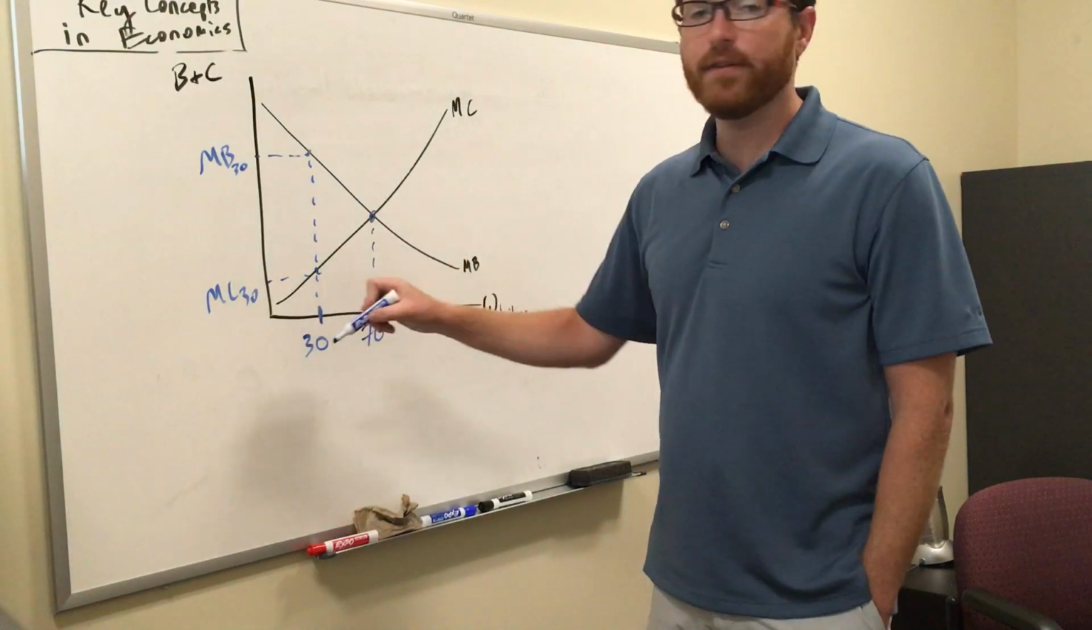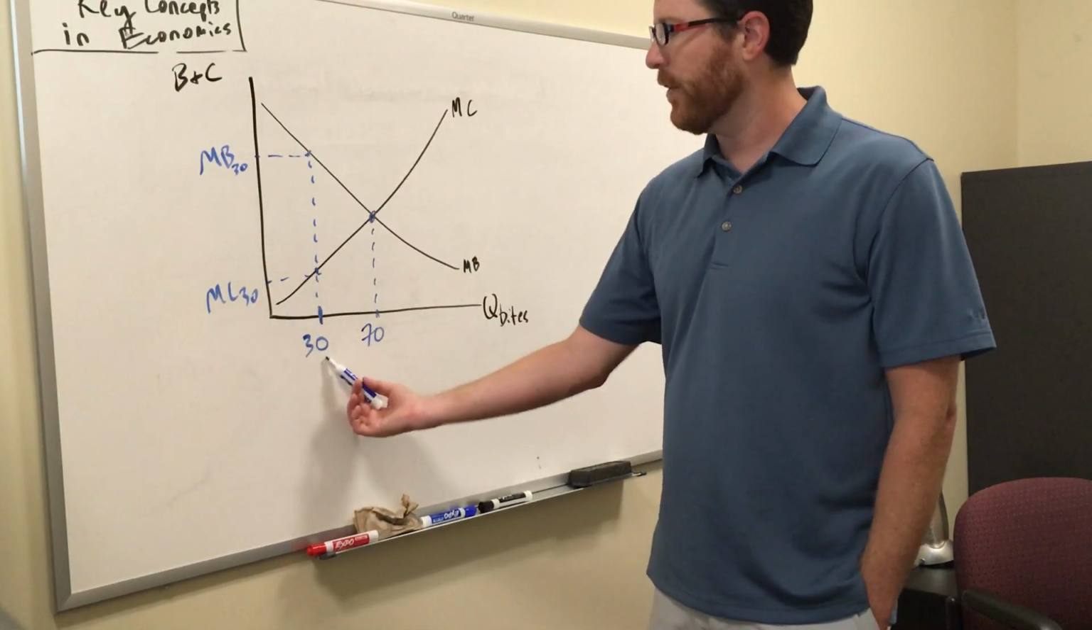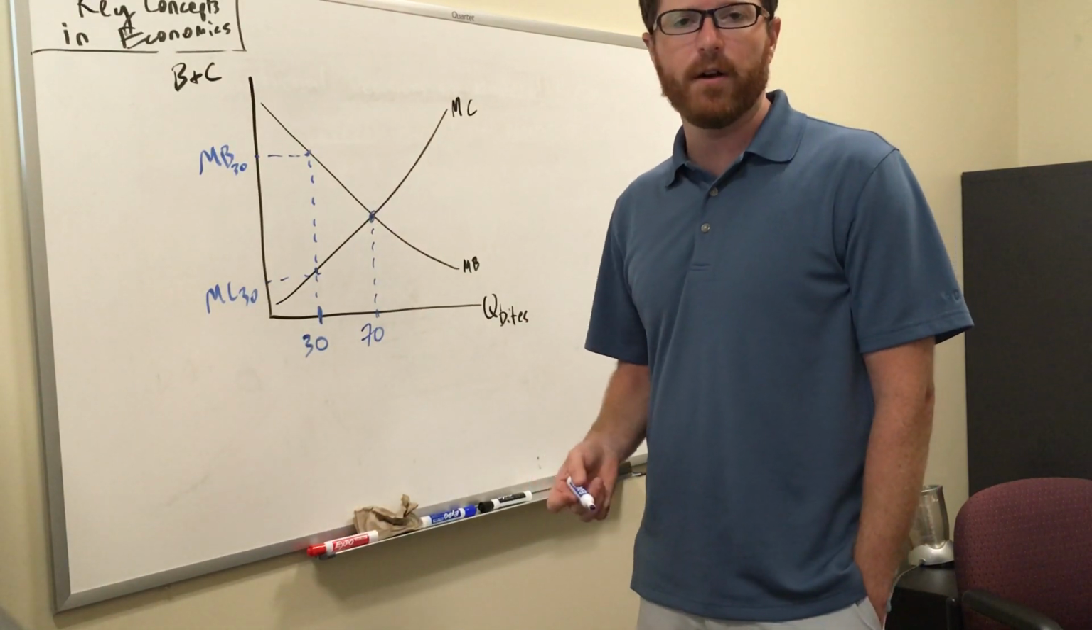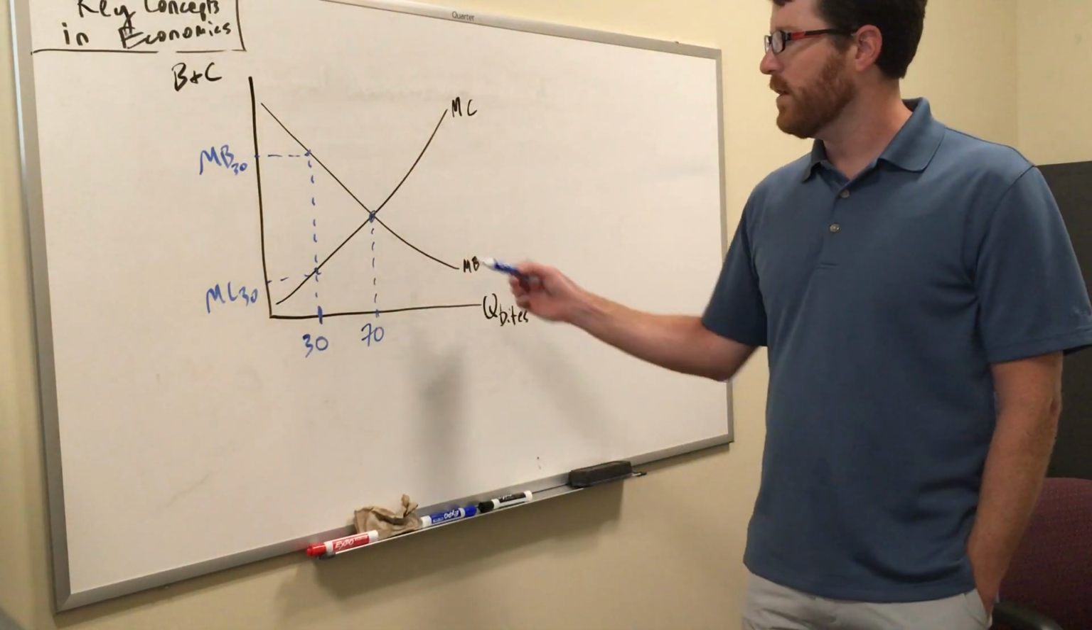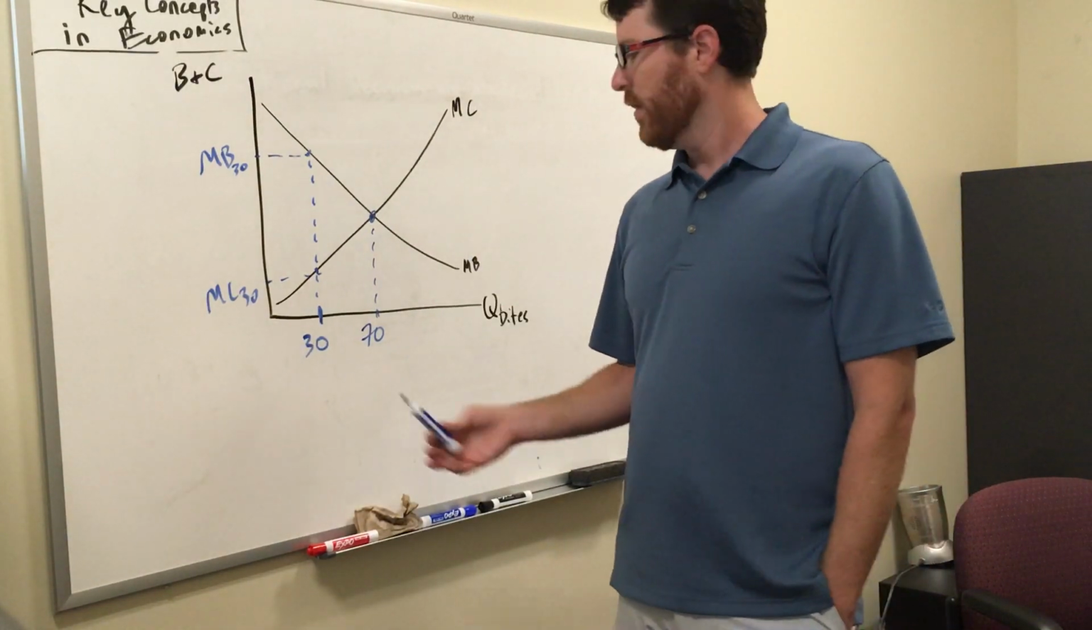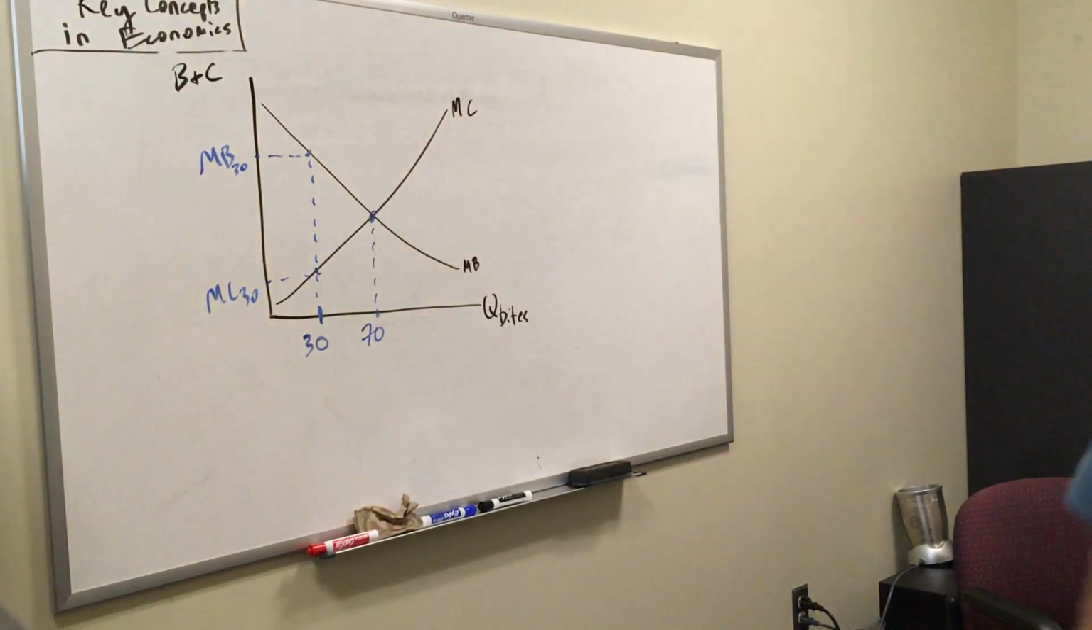If they take less than that, if they maybe only have 30 bites, they're not taking advantage of all those cases where the benefits are greater than the cost. If they have more than 70, well, now the costs are greater than the benefits over here, so that wouldn't be a good choice. So 70 would be ideal.